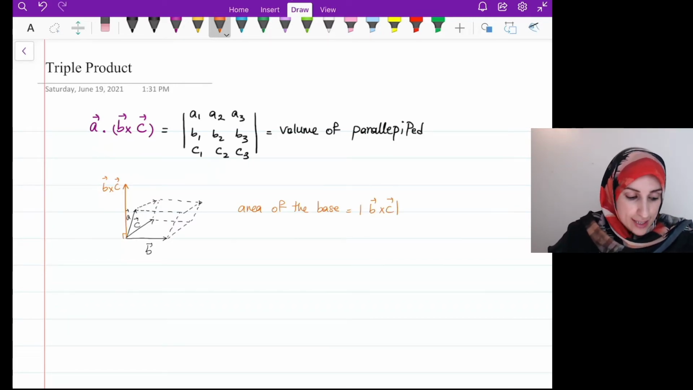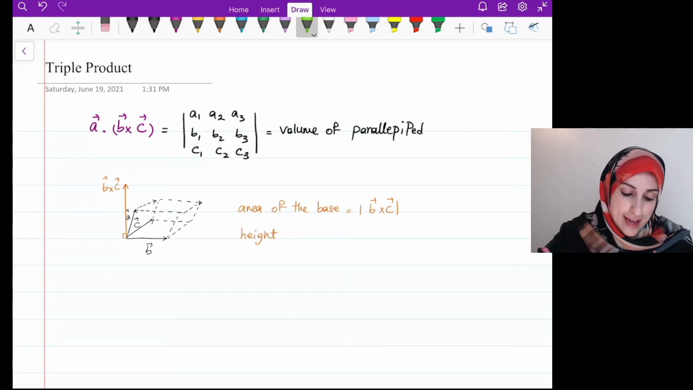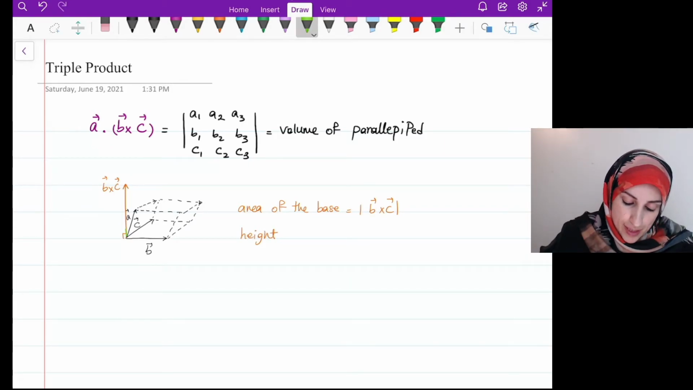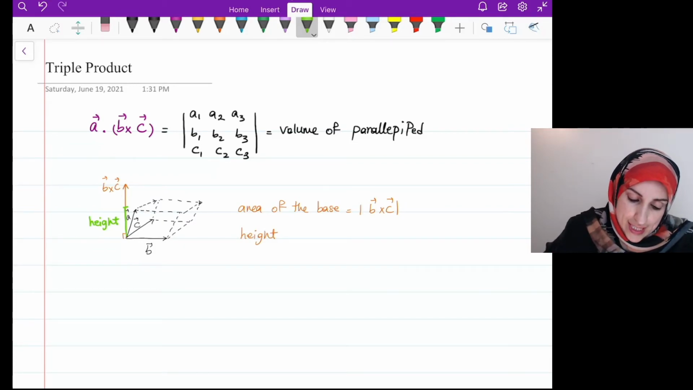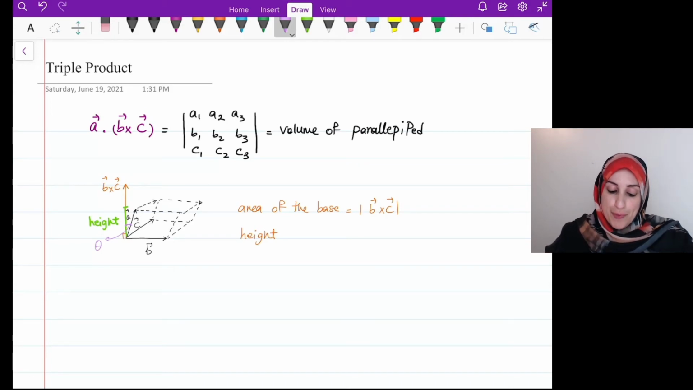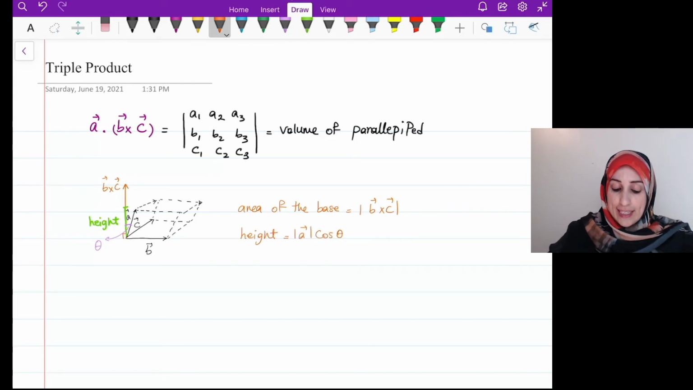And how about the height? I need to find the height of this parallelepiped, and for that I'm going to say that, for example, up to here it's the height. For finding the height, if I say that this angle in here is the angle theta, then I can say that the height would be the length of A times cosine of the angle theta, the angle between A and B cross C.